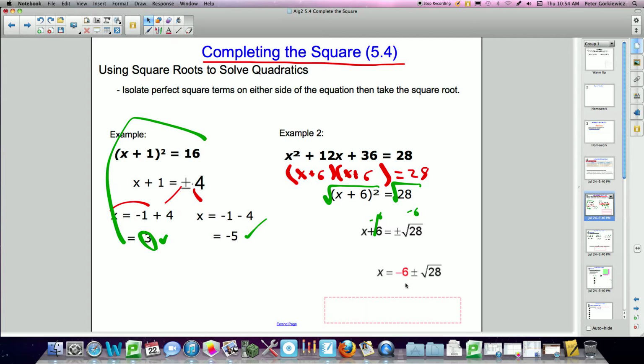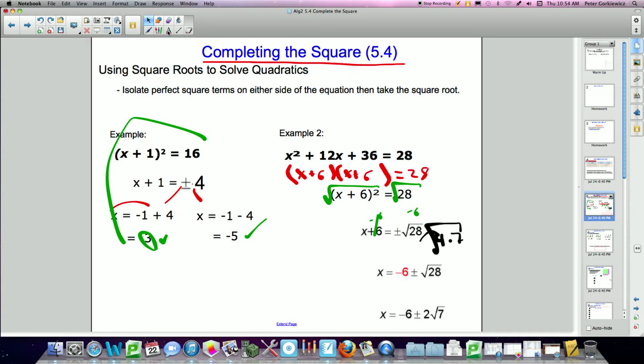And then you end up with this, right? Negative 6 plus or minus root 28. And root 28, you can think of as what? 4 and 7. 4 times 7 under the radical. And the 4 will come out as a 2, so this should be what? 2 root 7. Neat. Okay, so we got two answers, negative 6 plus 2 root 7 and negative 6 minus 2 root 7. And of course we could check that.